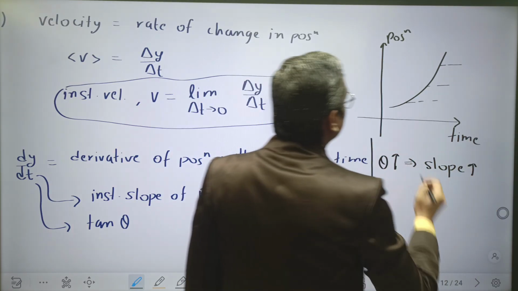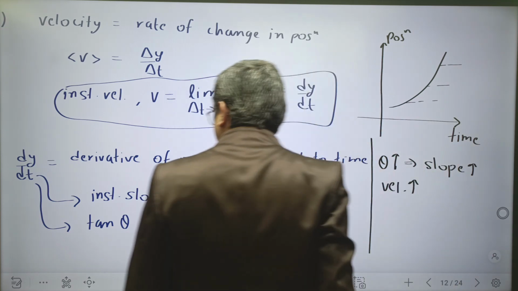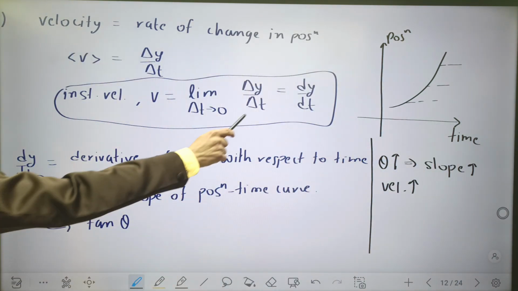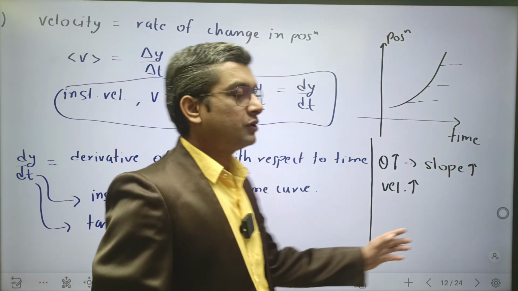And what is the slope of the position time curve? That is velocity, so velocity increases. Why? Because velocity is given by dy by dt, isn't it? And this dy by dt is nothing but the slope, that is equal to tan theta.